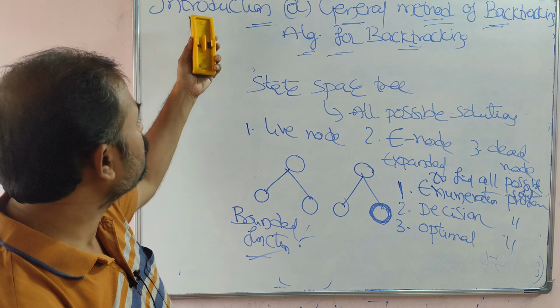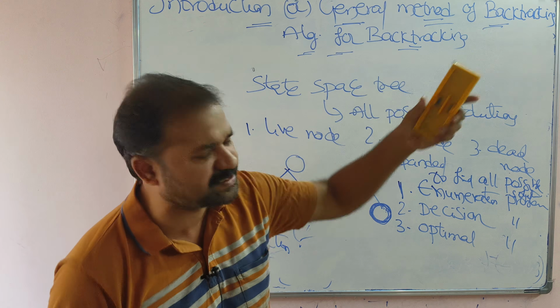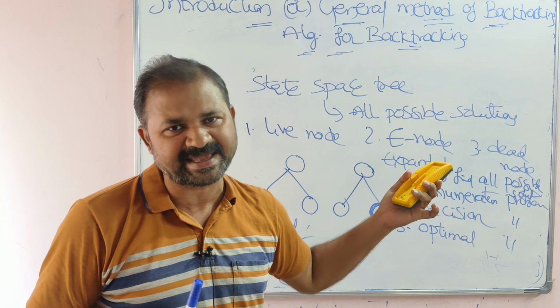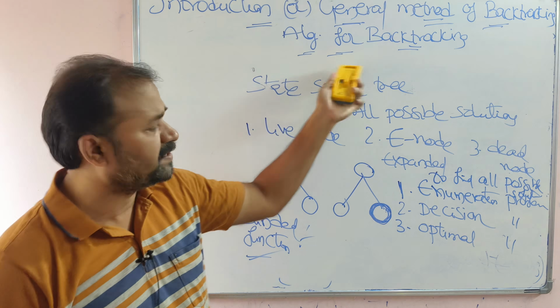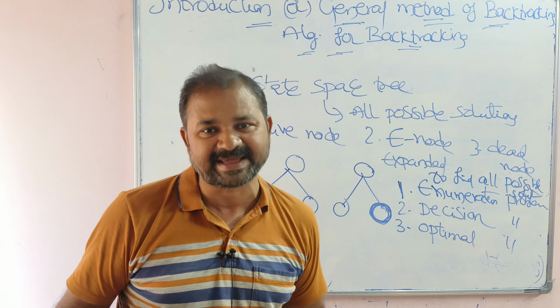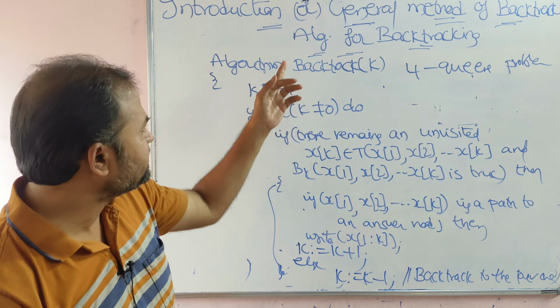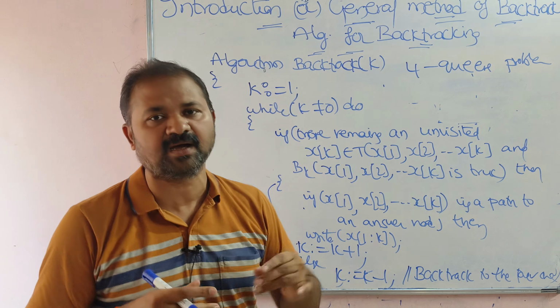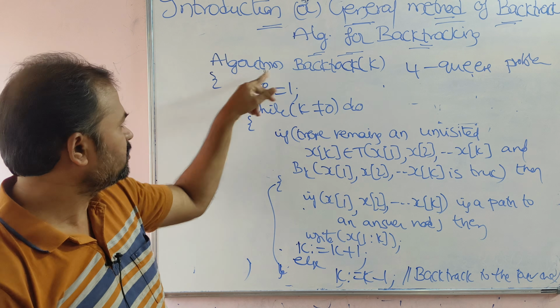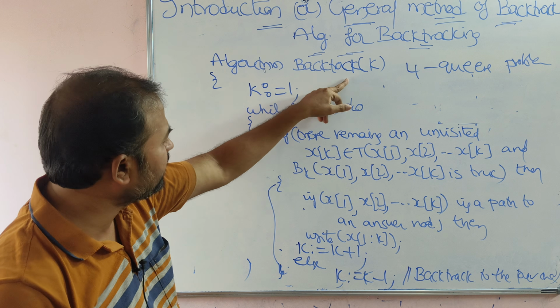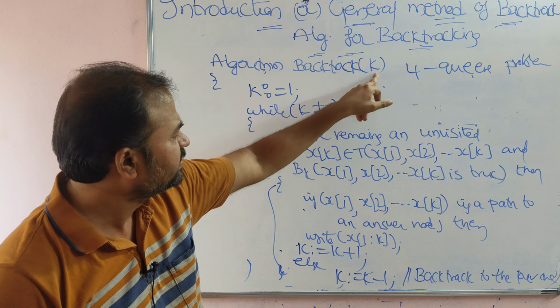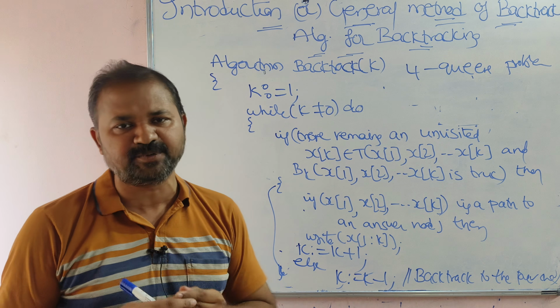So this is about the introduction as well as the general method of backtracking. Both are the same, introduction or general method. Now let us see the algorithm for backtracking. So this is the algorithm header. The name of the algorithm is Backtrack, and it accepts k as the input.